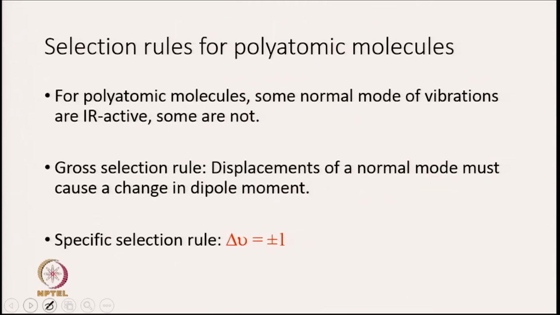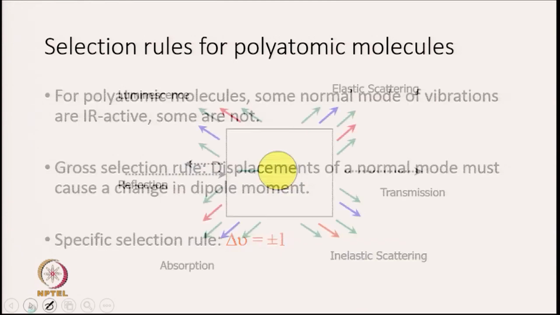Selection rules for polyatomic molecules are similar to what we discussed for diatomic molecules, but for polyatomic molecules some normal modes of vibration are IR active whereas others are not. A gross selection rule is applicable here also. The displacements of a normal mode must cause a change in the dipole moment, only then can you see the IR spectra of that molecule, and then the specific selection rule is similar, delta V is plus minus 1.